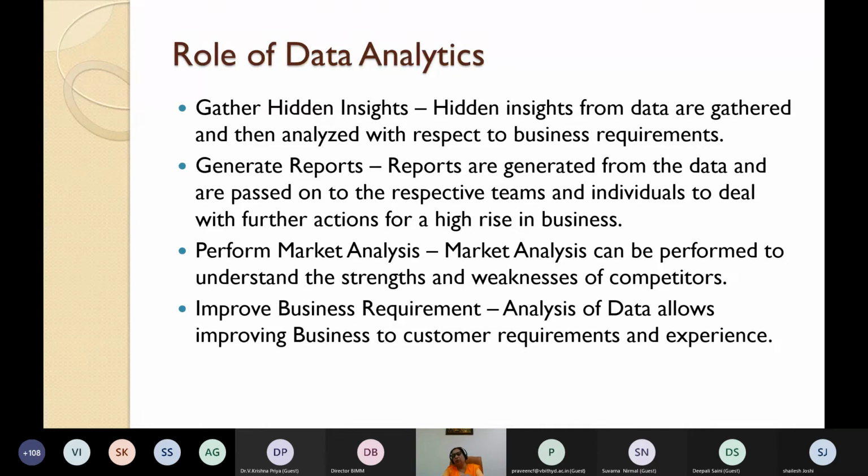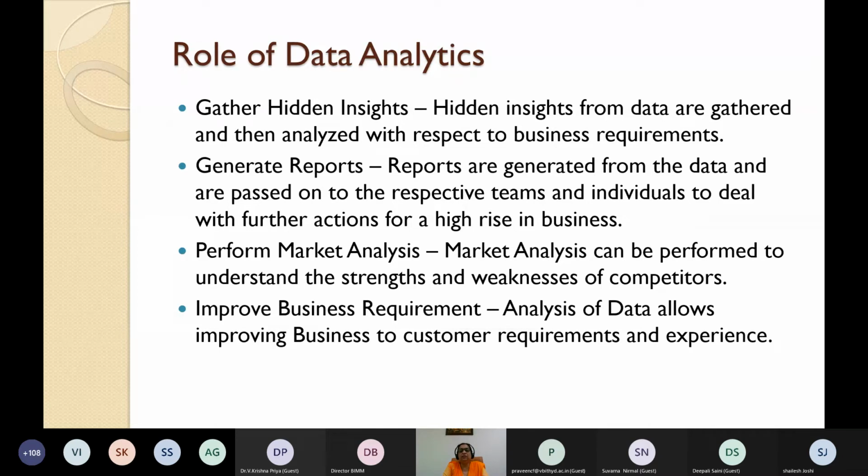It is like you are trying to bring in pearls from the sea and then analyzing them. First of all, you have to identify the relevant data, then analyze that data and generate reports. Reports are generated from the relevant data and passed on to the respective teams and individuals to deal with further actions for a high rise in business. Then you perform the market analysis. This can be performed to understand the strengths and weaknesses of the competitors.